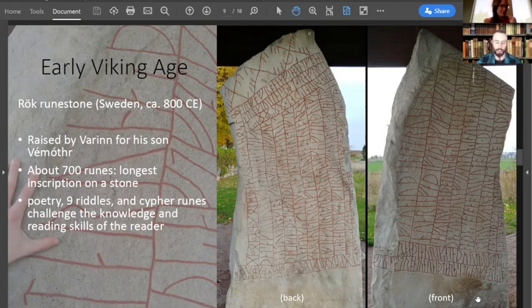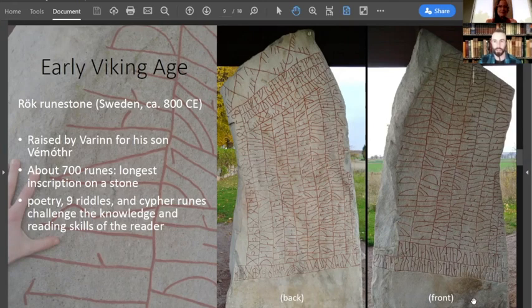And the inscription begins, in memory of Vemoder stand these runes, and Varin colored them, the father in memory of his dead son. And the inscription goes on, and it contains poetry, cipher runes, and 9 mysterious riddles which are still being reinterpreted today. So this runestone very much challenges the knowledge and the reading skills of the reader. And there must have been very few people at the time who could have been able to not only read, but also understand the inscription.